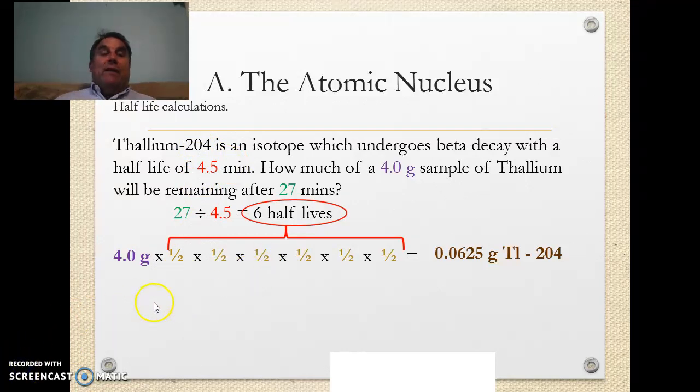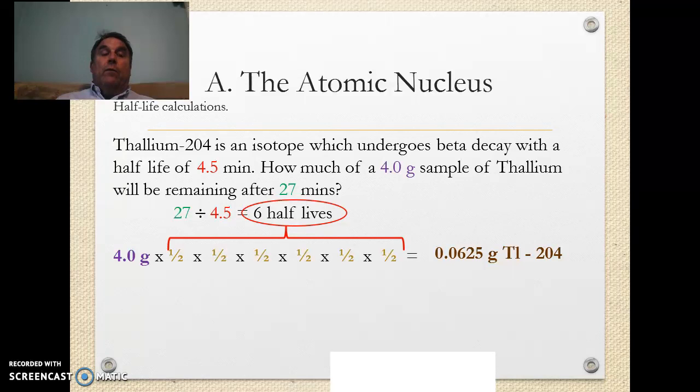Another question I might ask you is, what would the daughter material be? And so you'd have to think beta decay, look up thallium, and what do you do with beta decay? Change the atomic number and go up by 1. So look up your periodic table and find what element has an atomic number 1 greater than that of thallium.